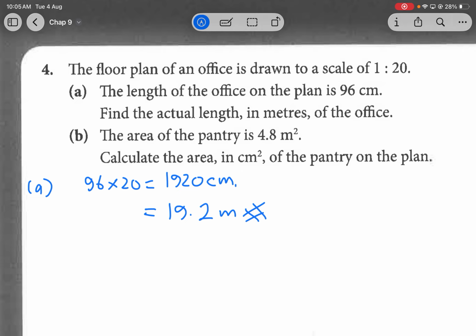How do you get cm? You put cm there. 1 is to 20 means 1 cm is to 20 cm, 1 meter is to 20 meter. Oh, yeah. Ratio means same unit.